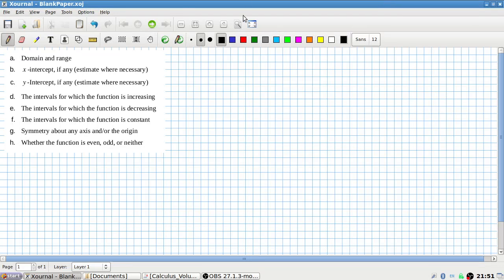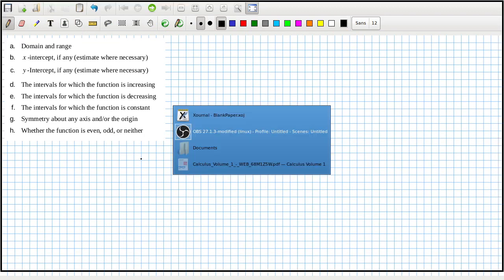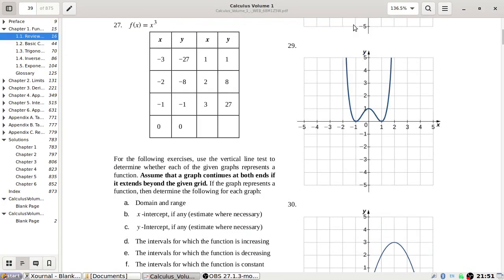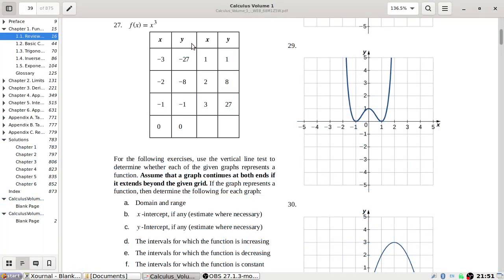Okay, let's have a look here. So the next one, let's see, I've got a picture here. This one here, 20, yeah, we're on 29. Okay, so for 29, I'll just write this. Question 29. So domain and range.